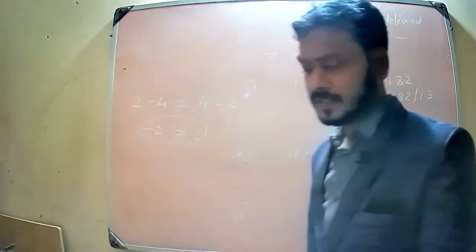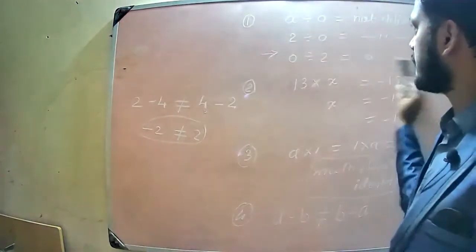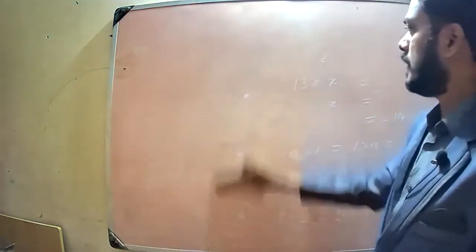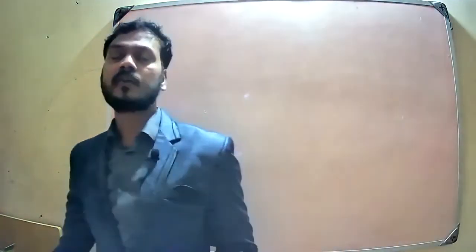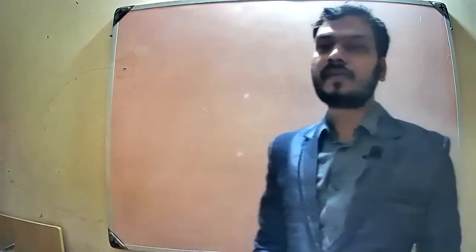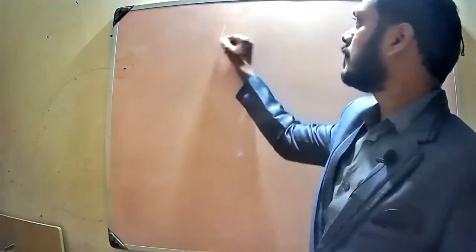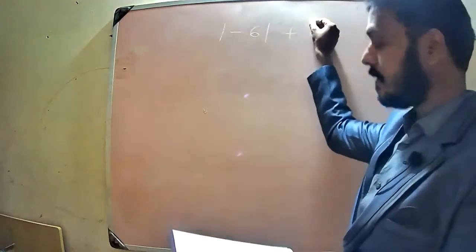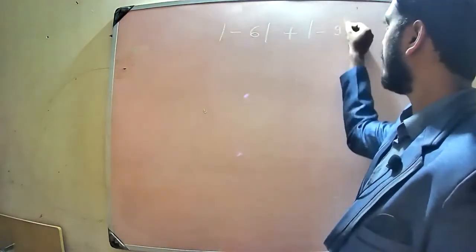Jump to the next question. The value of |-6| plus |-9|. In this question, a sign is used and its meaning is mod. What do you mean by absolute value? Everyone knows absolute value means taking the positive integer and leaving the negative sign. So absolute value is represented by mod, and here we have -6 and -9.